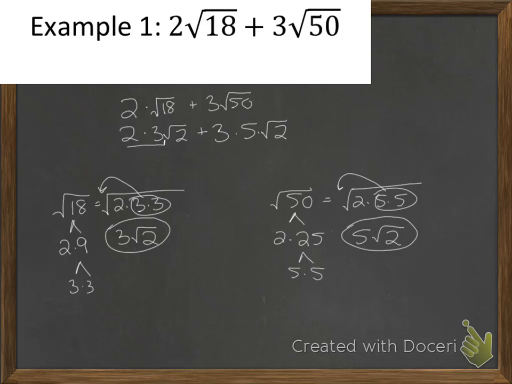Well, now we can just do some multiplication. So we have 6 square roots of 2 plus 15 square roots of 2. Oops, what did I write, square root of 6? There we go. Sorry about that. So we have 6 times the square root of 2 plus 15 times the square root of 2. If you have 6 of something and I have 15 of something, together we have 21 of that thing. And in this case, that thing is the square root of 2. So we have 21 square roots of 2.